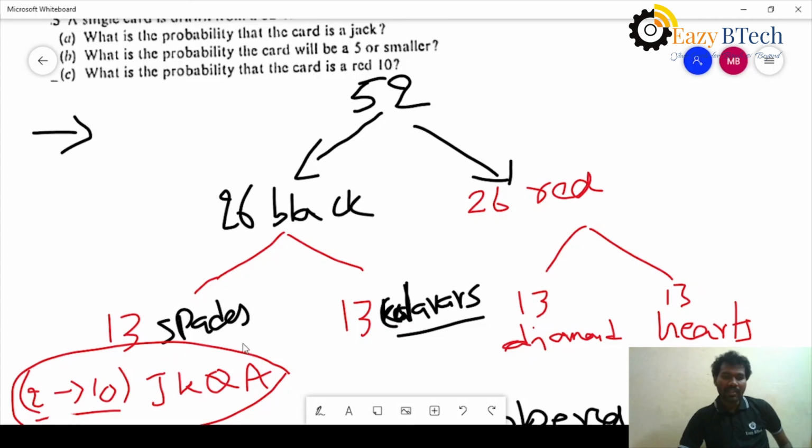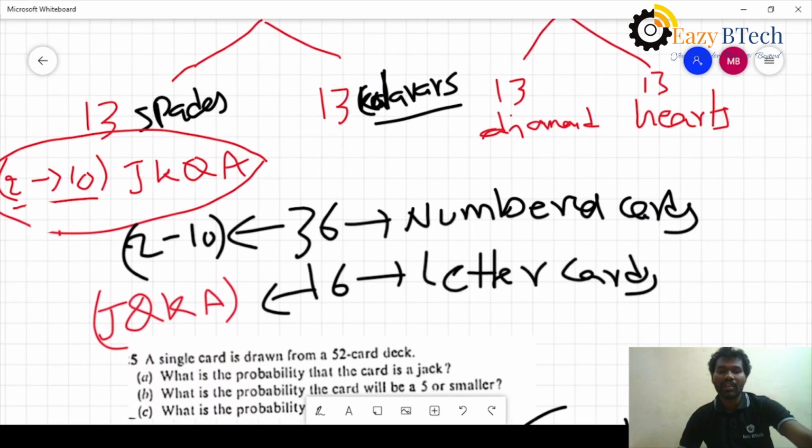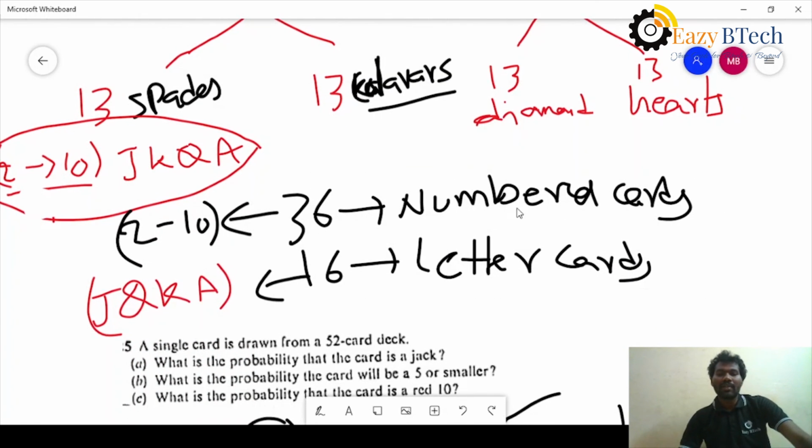And again, these 13 cards can be divided like this. The numbered cards are 2, 3, 4, 5, 6, 7, 8, 9, 10. And the letter cards are J, Q, K, and the ace. So in a 13 set, there are 4 letter cards and 9 numbered cards. So finally, if you write together, you will get 36 numbered cards and 16 letter cards. You should know this while doing problems.